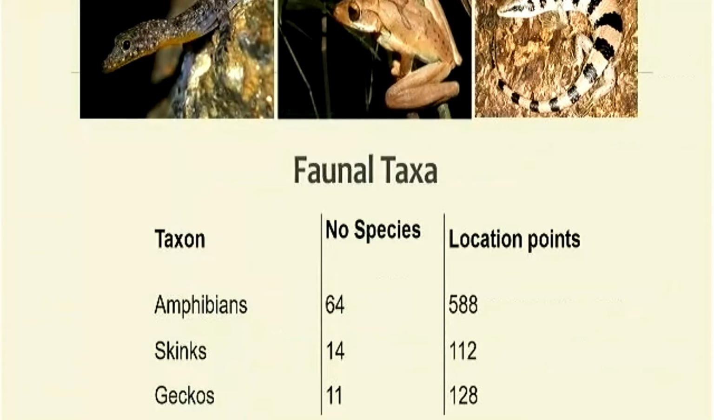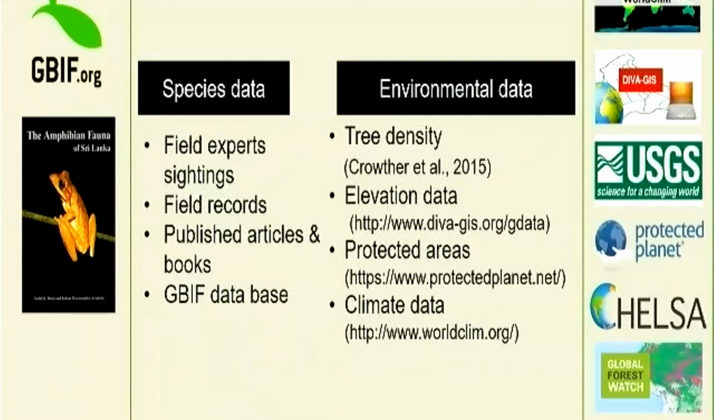So in this study, I have selected three different taxa: amphibians, skinks, and geckos. These are the numbers and the locations that I have used. And data collection is the really hard part in this research, because data sharing is a very critical thing in Sri Lanka, and many people don't want to share their data. So I contacted some field experts, and they gave me some sightings, and I also did some field records, used published articles, and web-based GBIF-like databases. Tree density, elevation, protected area and climate layers are used as the environment layers, which I need to feed into this Maxent model.